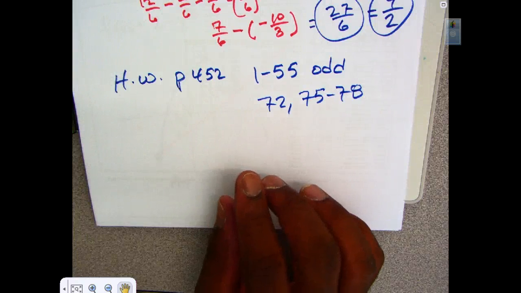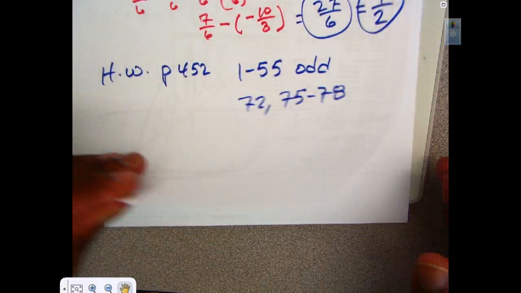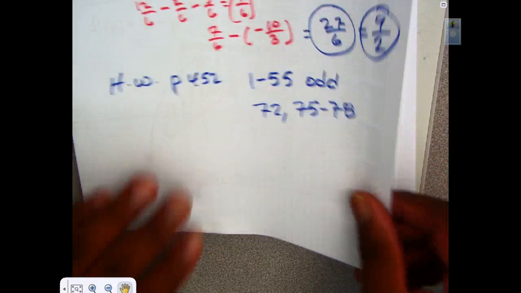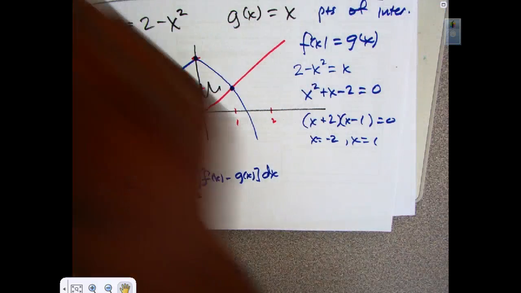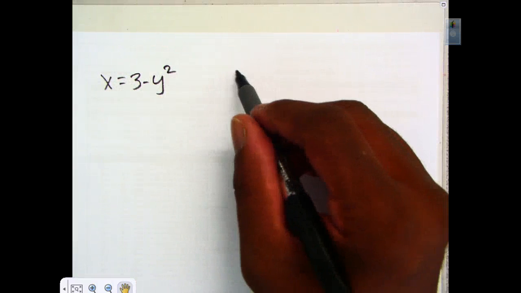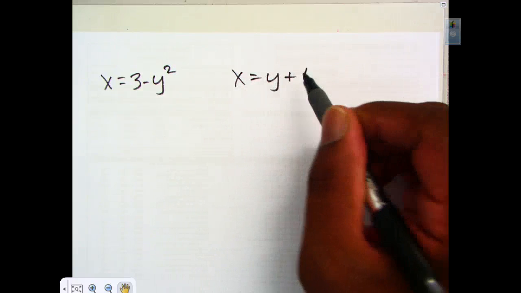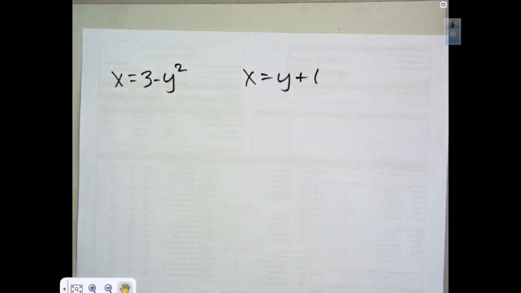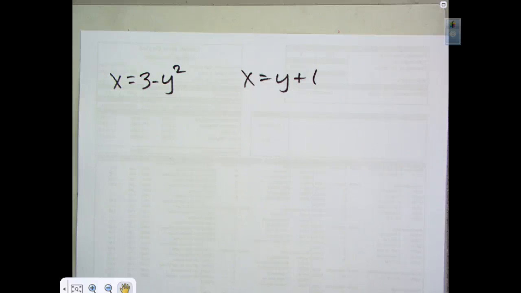Okay, let's take a look at an area with respect to y. So in this case, we will start with x is equal to 3 minus y squared, and x is equal to y plus 1.